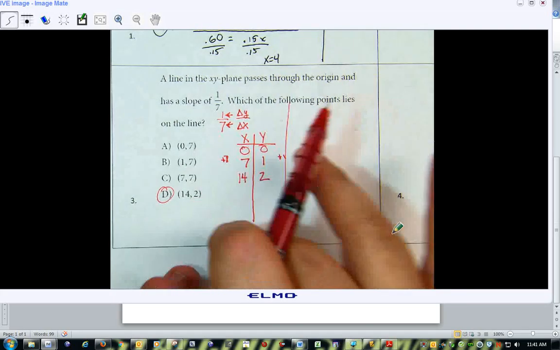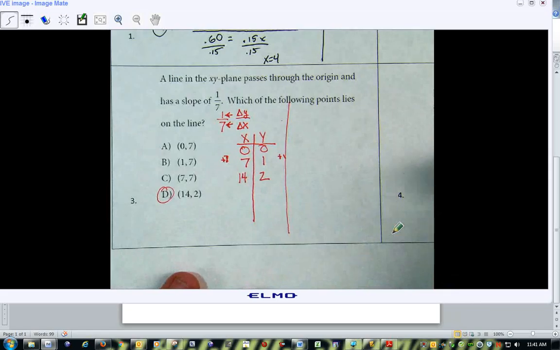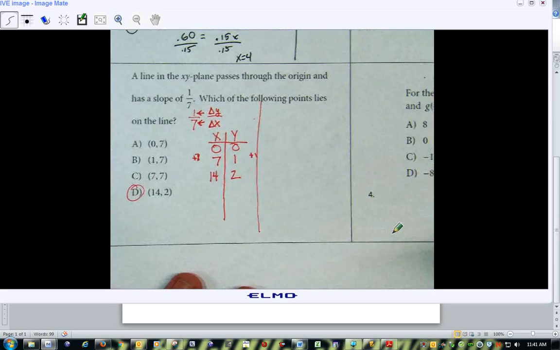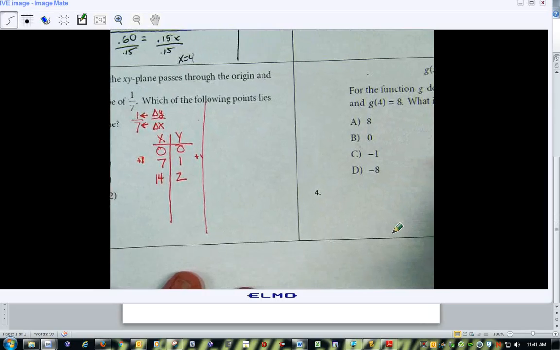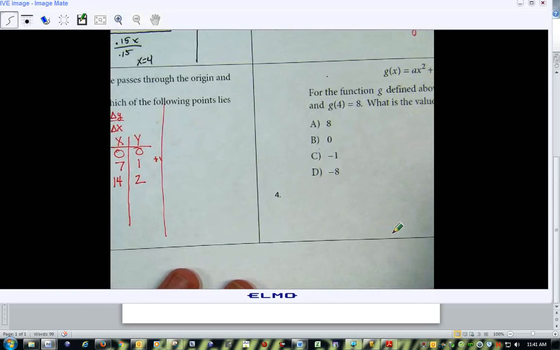So wait, if I had to show work, that's the way I should do it? Because I didn't show work on it. I just did it in my head. Well, hopefully it'll work next time. Oh, I got it right. That's fine. Okay. All right.